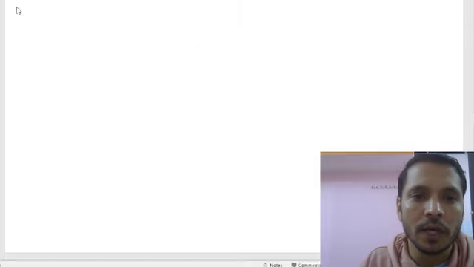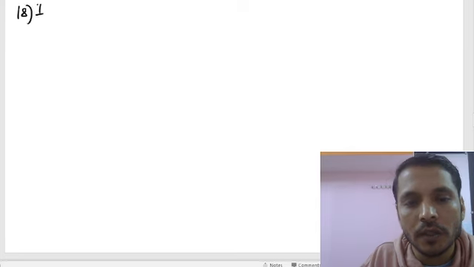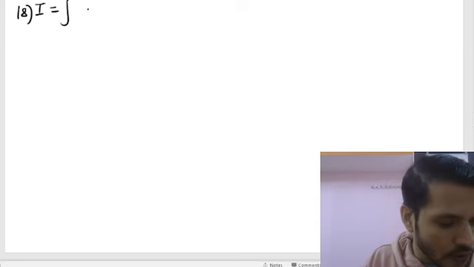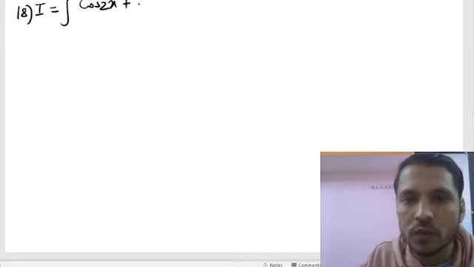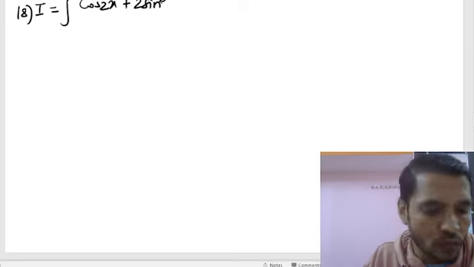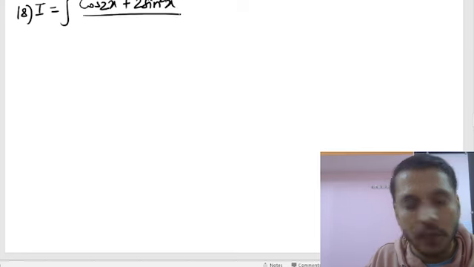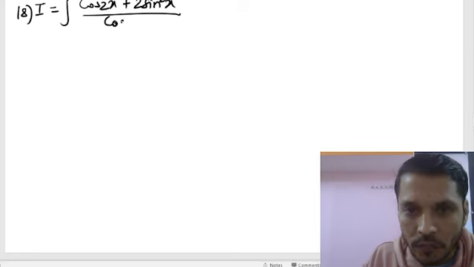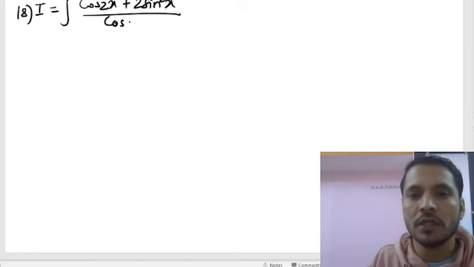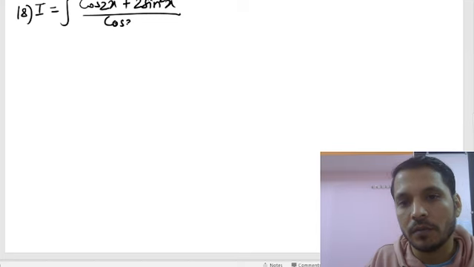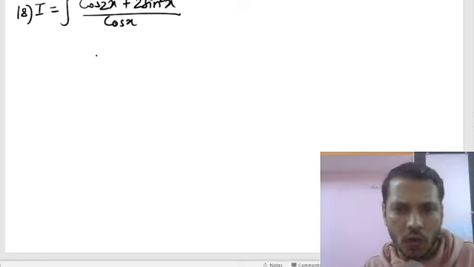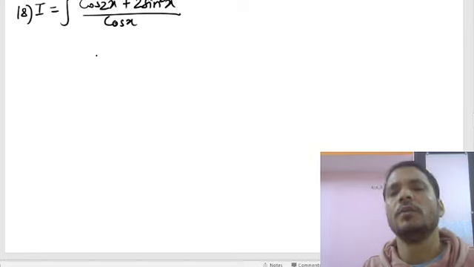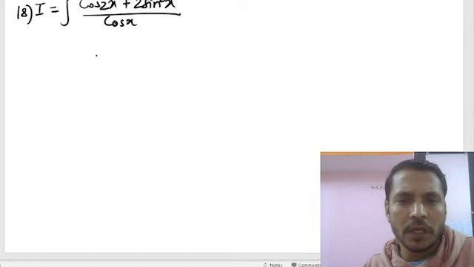So question number 18, we have I equal to, what is given here? Integral of (cos 2x plus 2 sine square x) divided by cos square x. So what we can do here, we have to reduce the power, reduce the multiples of x into simple form. Like in the numerator it is 2 times x, so we are going to reduce this. How can we do that? Cos x and cos 2x we have been given. So just replace the cos 2x.